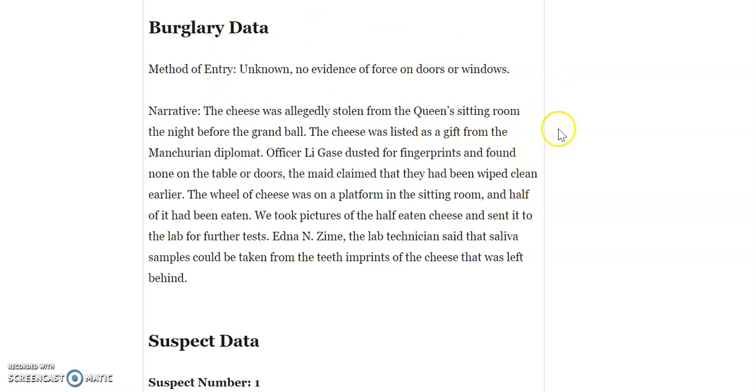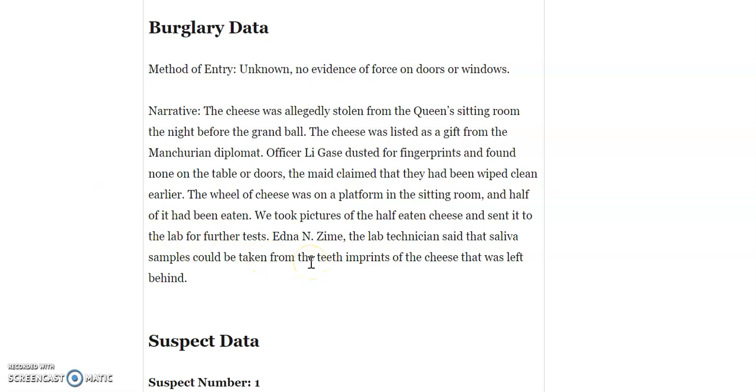So we don't know how they got in to steal the cheese. No evidence of force on doors or windows. The cheese was allegedly stolen from the Queen's sitting room the night before the grand ball. The cheese was listed as a gift from a Manchurian diplomat. Officer Lee Gaze dusted for fingerprints and found none on the table or doors. The maid claimed that they had been wiped clean earlier. The wheel of cheese was on a platform in the sitting room, and half of it had been eaten. Oh no. We took pictures of the half-eaten cheese and sent it to the lab for further tests.